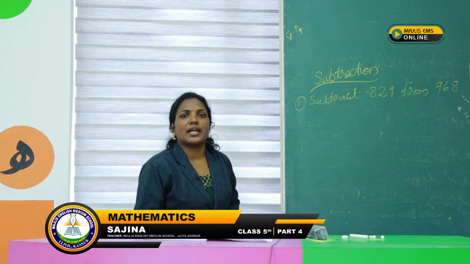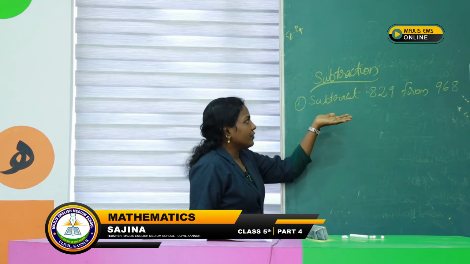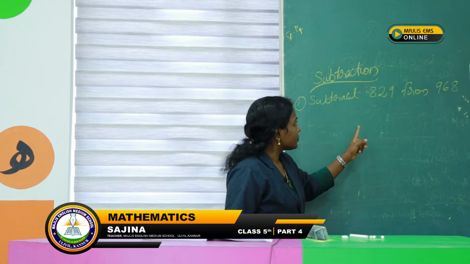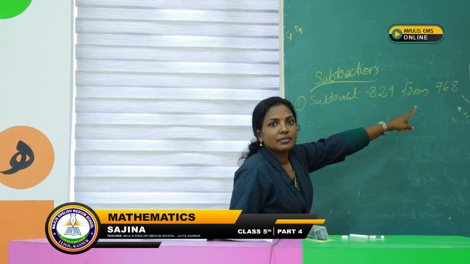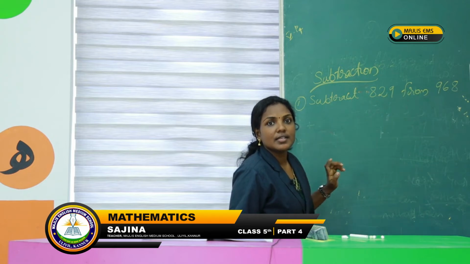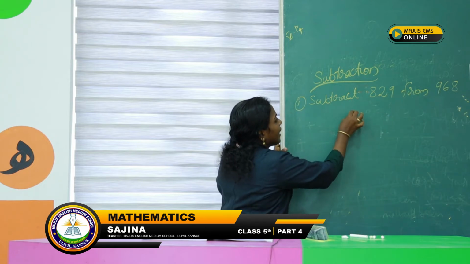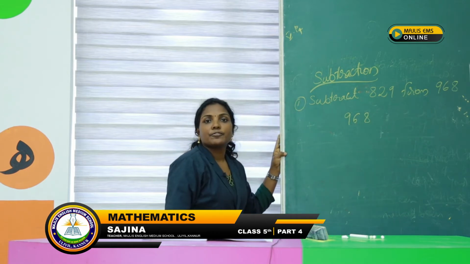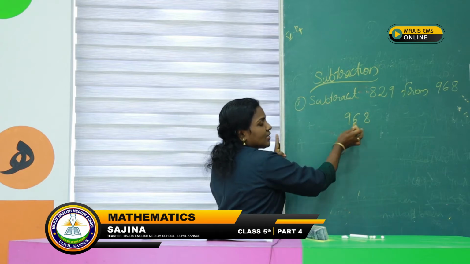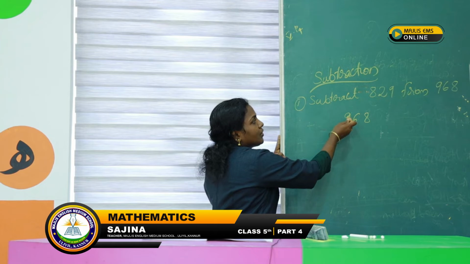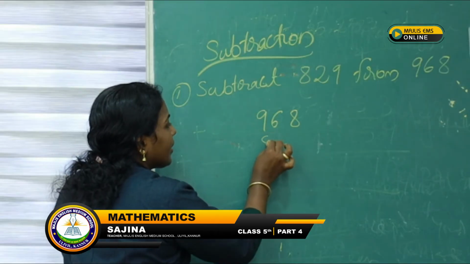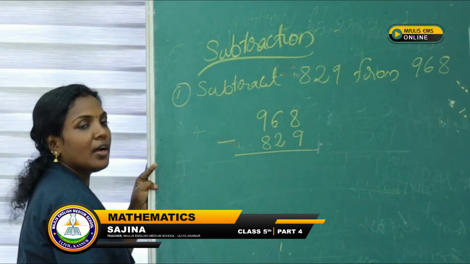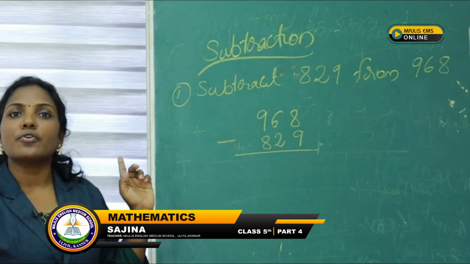Just then, how to subtract? We subtract these numbers from the largest number. First we write the largest number, that is, here 968 is the largest number. We subtract the smaller number from the larger number. Here 968 is the larger number. Here the smaller number is 829. How to subtract? We already learned it in 4th standard.